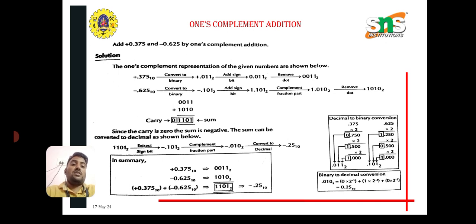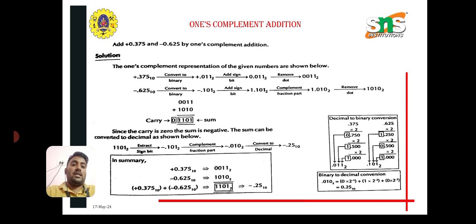So we have 0.011 and 1.101. Take the ones complement for the negative number, which means 1 becomes 0 and 0 becomes 1. So we get 1.010. Finally, we remove the dots and get the value 1010, and this 1010 is the binary value for minus 0.625.